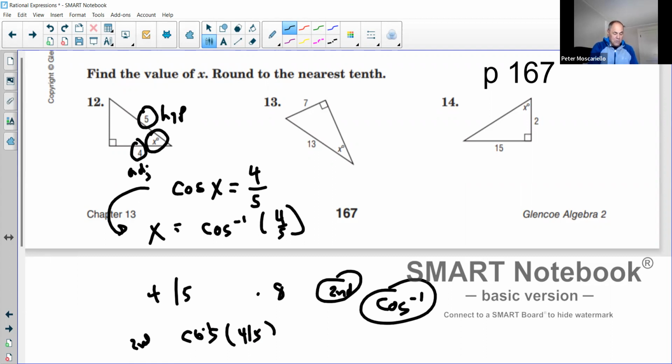All right, how to use a phone. There it is. I'm going landscape, and I'm going to enter 0.8, second, cosine, and I get 36.869. Yes.